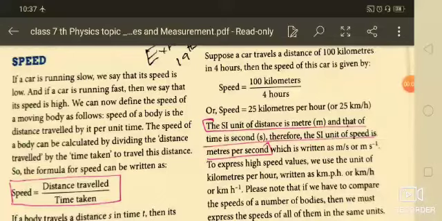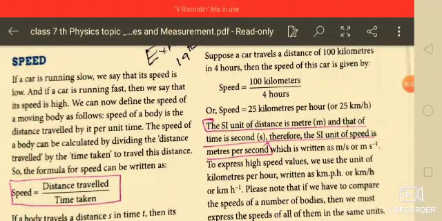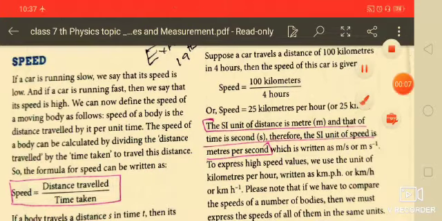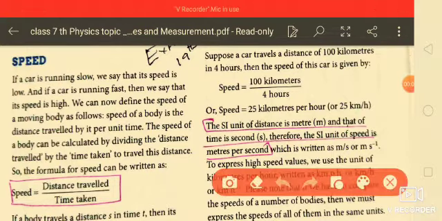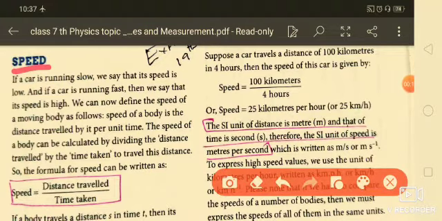Hello dear students, today we will continue the chapter Physical Quantities and its Measurement, and in this chapter we will start a new topic, that is speed.